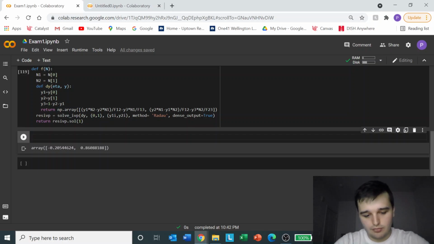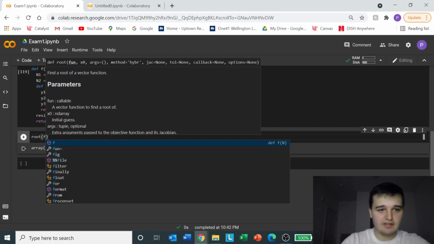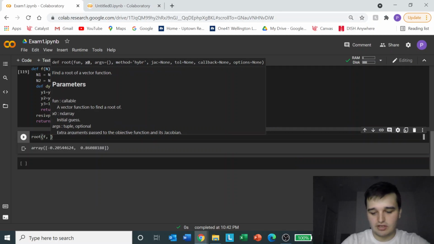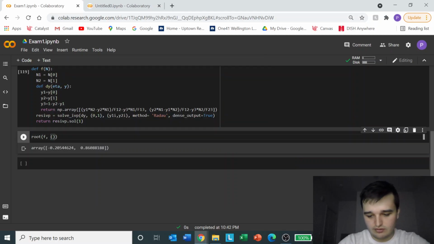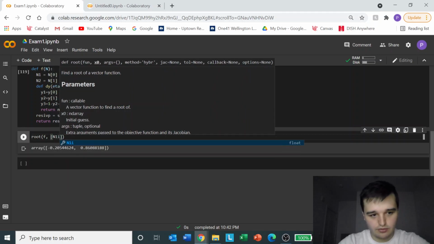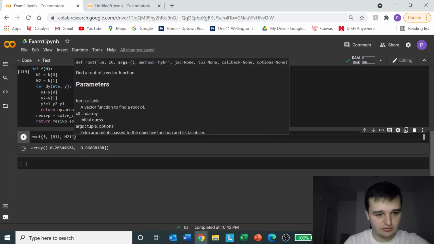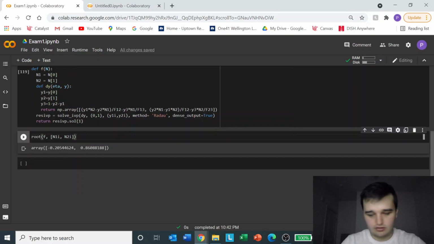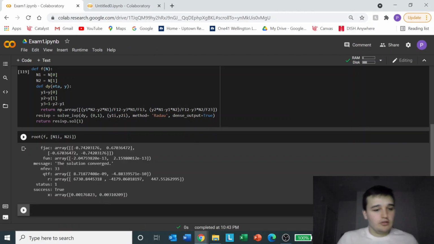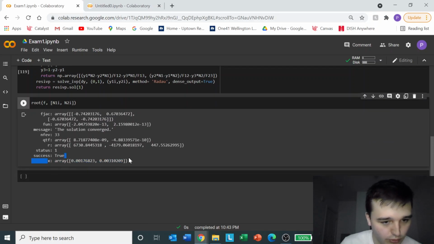Now let's try the root function. The root needs a function, right? We made that callable function f. And then it also needs the initial guesses, just like an IVP. So let's give it the initial guesses. I believe they should be in brackets. N1i, the initial guess we had, and N2i, the initial guesses for molar fluxes. Let's go ahead and shift enter. So it says the solution has converged, which is good, and this answer is stored in the x value.